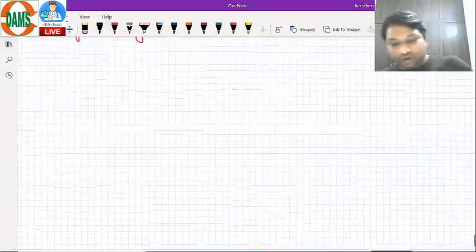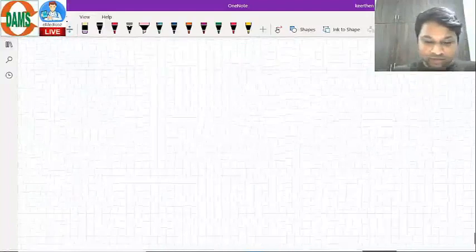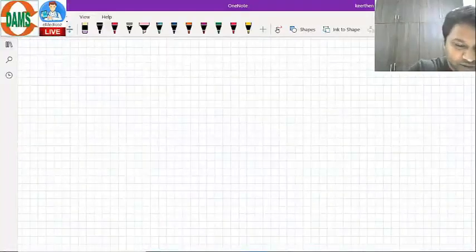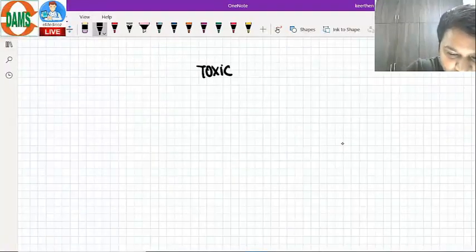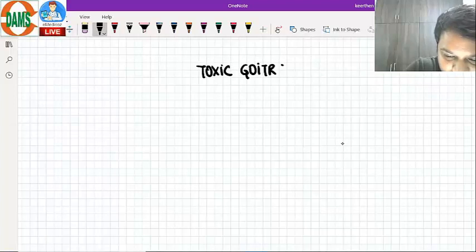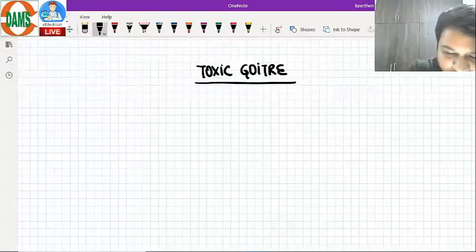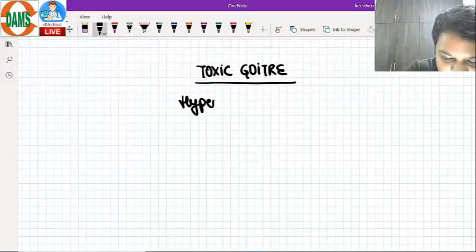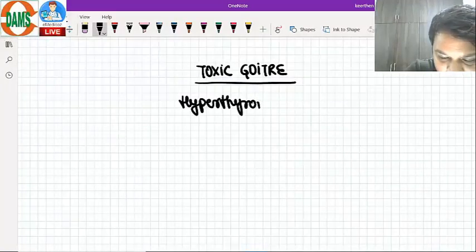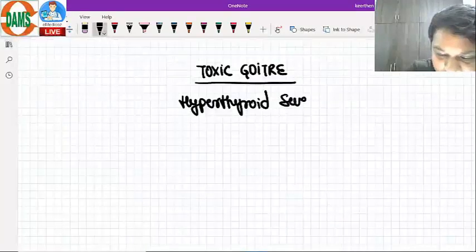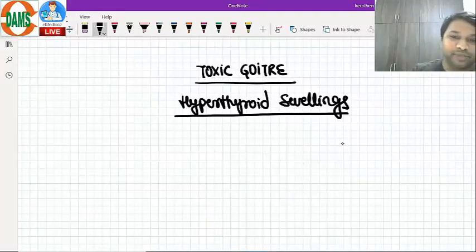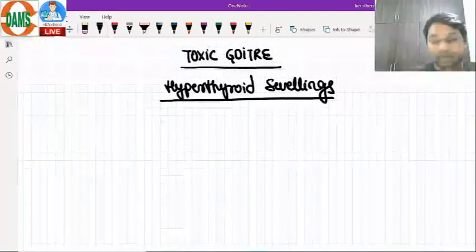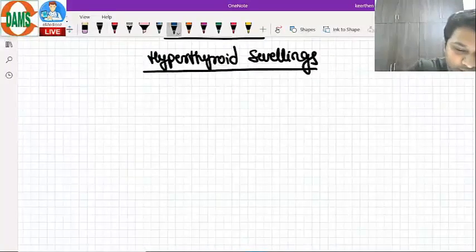Now, so let's go for toxic swellings, right? So this is with respect to simple goitre. Now, the next topic I would like to talk about is toxic goiter. Toxic means hyperthyroid. Goiter is thyroid swelling, so hyperthyroid swellings. So our discussion will be on toxic goiter, that is hyperthyroid swellings. Now, hyperthyroid swellings or toxic goiters, I can divide them into 3 categories.